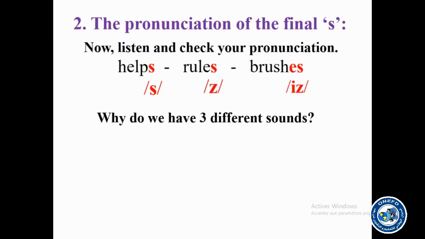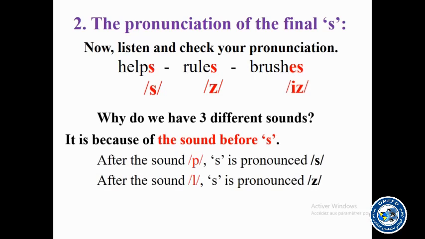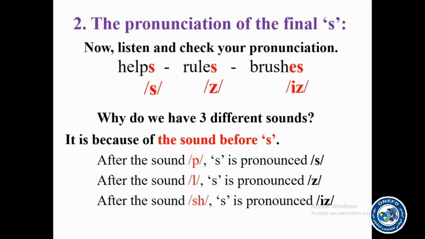Same question. Why do we have 3 different sounds for the same letter? The answer is the same as for the final ed. It's because of the sound before the letter, S or ES. After the sound P, S is pronounced S. After the sound L, S is pronounced S. And after the sound sh, S is pronounced is.